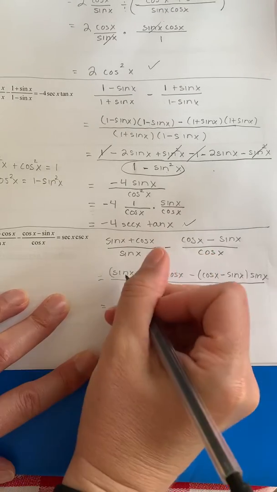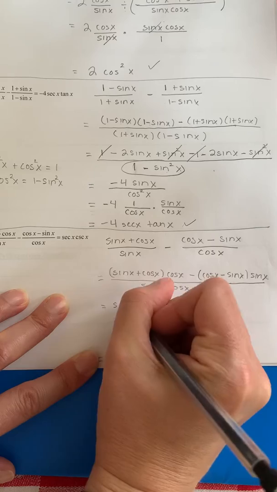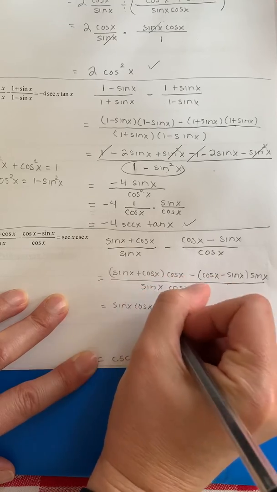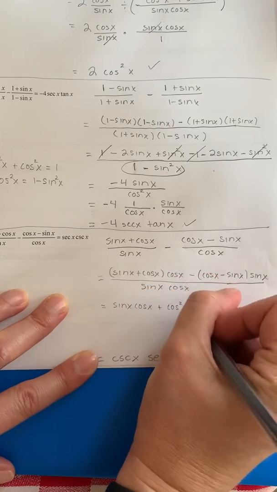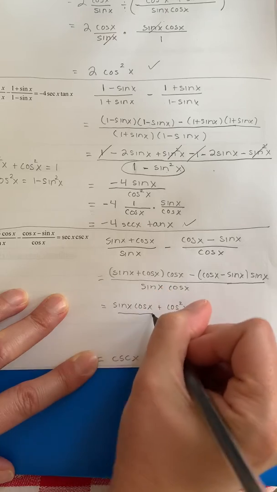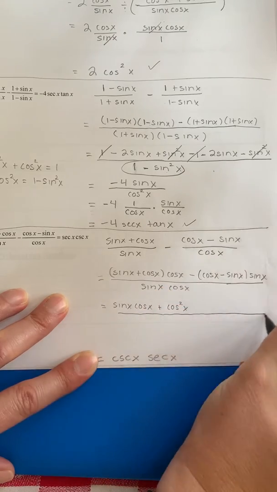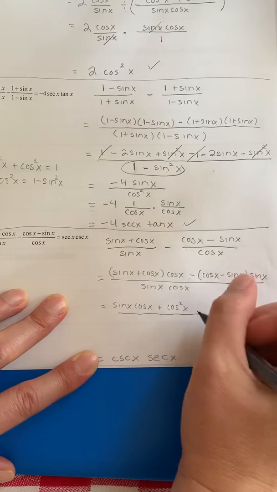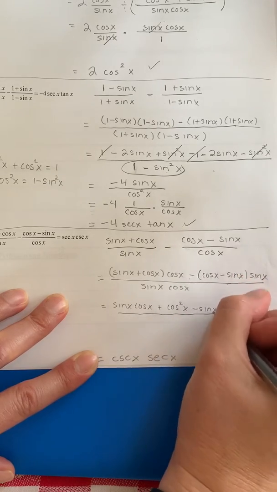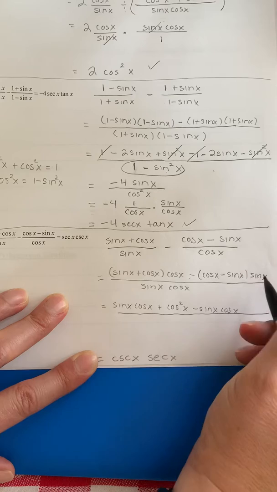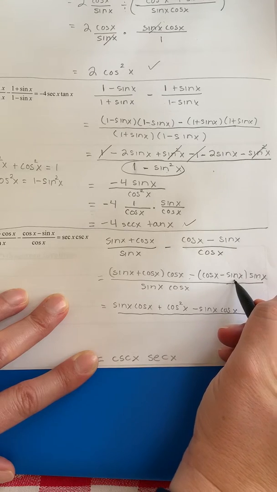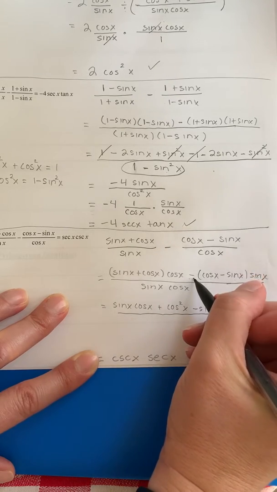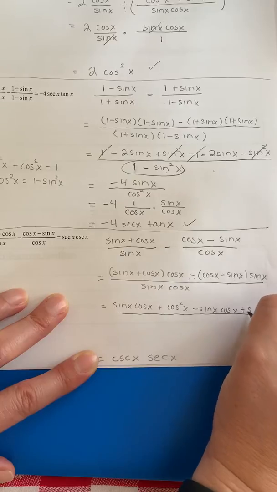So if I distribute the cosine, I have sine x cosine x plus cosine squared there. And then, don't lose track of this negative, I'll have sine x cosine x, but it's negative. Okay, and then right here I have a negative sine squared, but because of the extra negative, I'm going to get a positive.